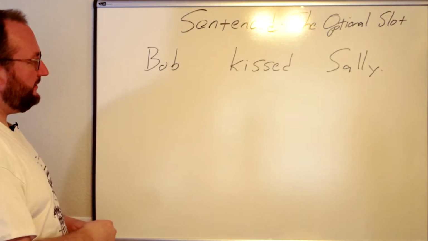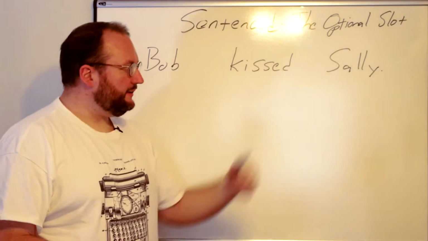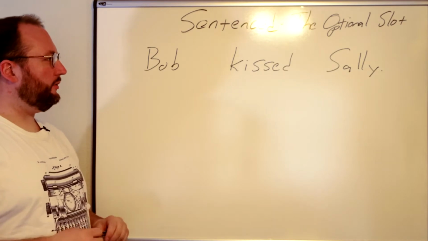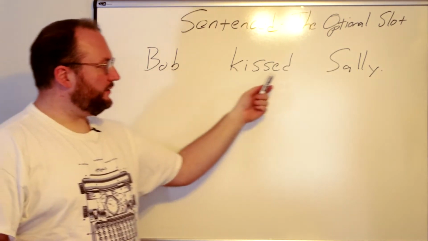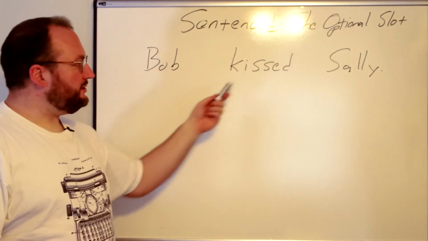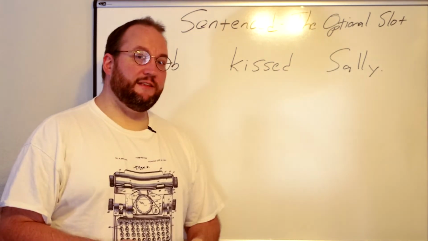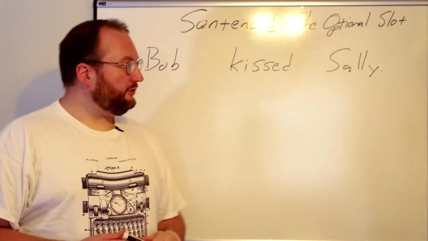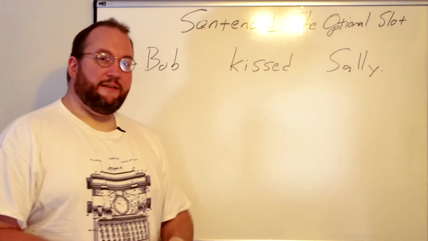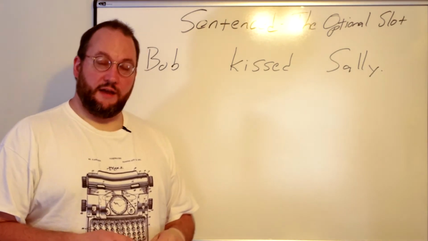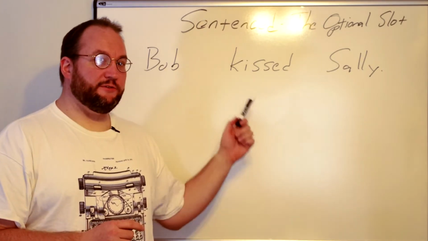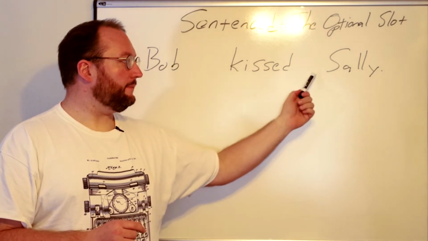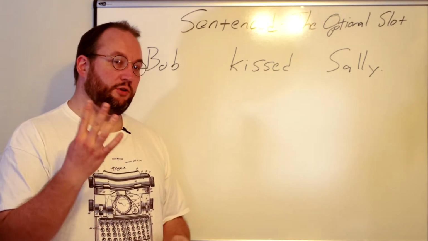So this is a very basic sentence, and I have kerned it terribly on purpose for use in a minute. Bob kissed Sally. Subject, verb, predicate. Bob is the subject, kissed is the verb. Sally received the kiss, she is the predicate. So this is our very basic, very boring sentence. The optional slot, well, you can probably see where 2 of the optional slots in this sentence are. There are 2 others for a total of 4.